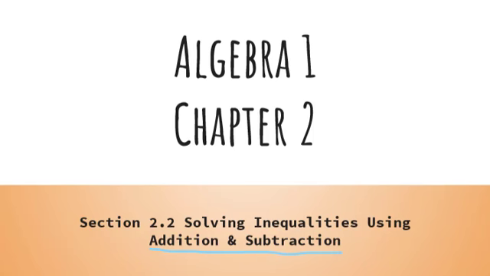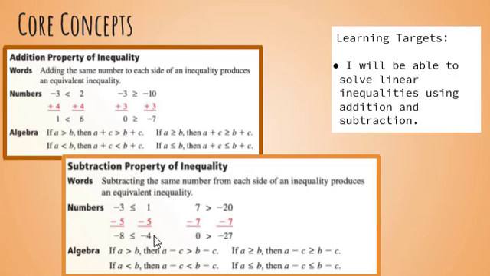Looking over at our core concepts, we have the addition property of inequality and the subtraction property of inequality. These are very similar to the addition property of equality and the subtraction property of equality. Basically, if you are adding the same number to both sides of your inequality, you're going to get an equivalent inequality. Same thing if you are subtracting the same number from both sides of your inequality, you will still get an equivalent inequality.